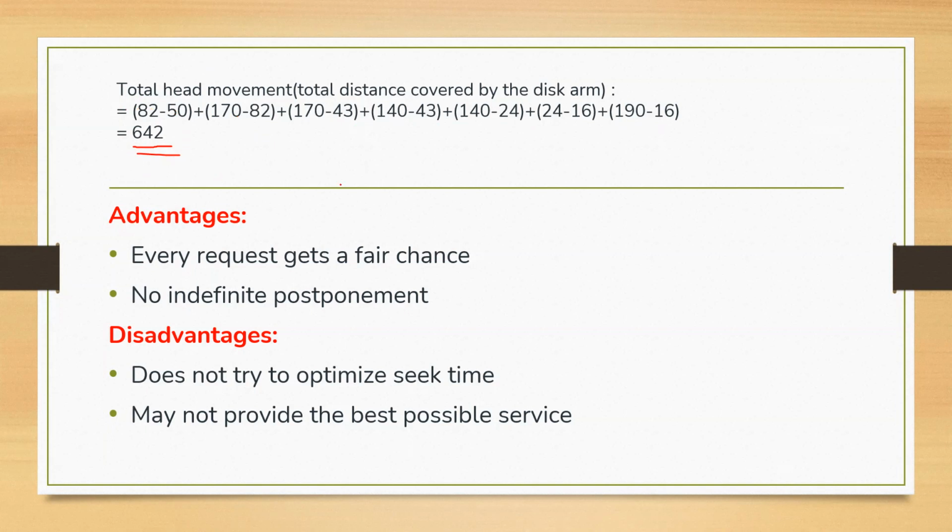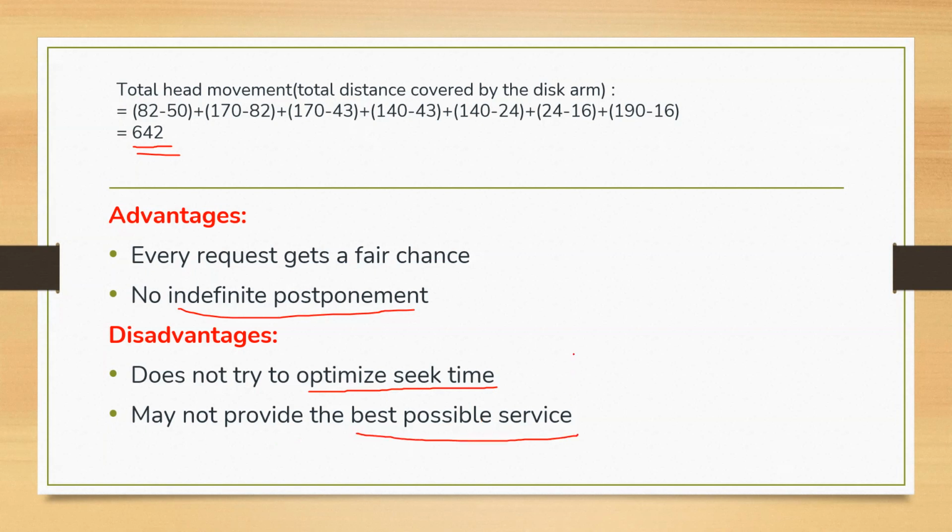What is the advantage of FCFS scheduling? Every request gets a fair chance. Whichever comes first is served first, so there is no indefinite postponement. Disadvantages: this algorithm does not optimize seek time. It only sees the order of arrival, and hence it may not provide the best possible service. So these are the advantages and disadvantages of FCFS scheduling.